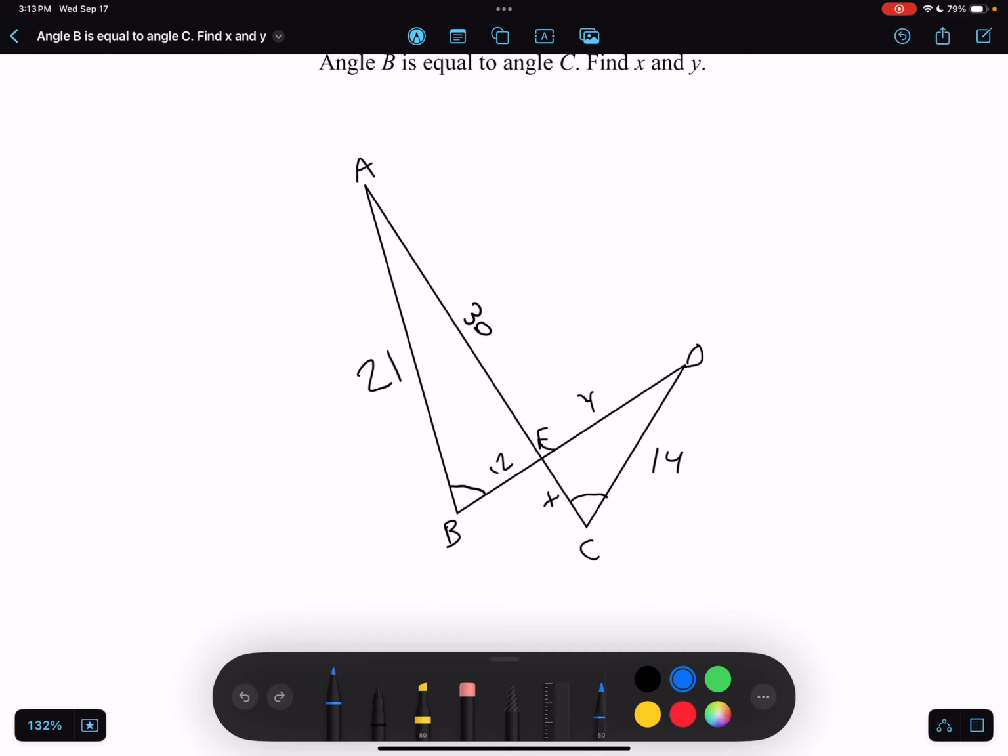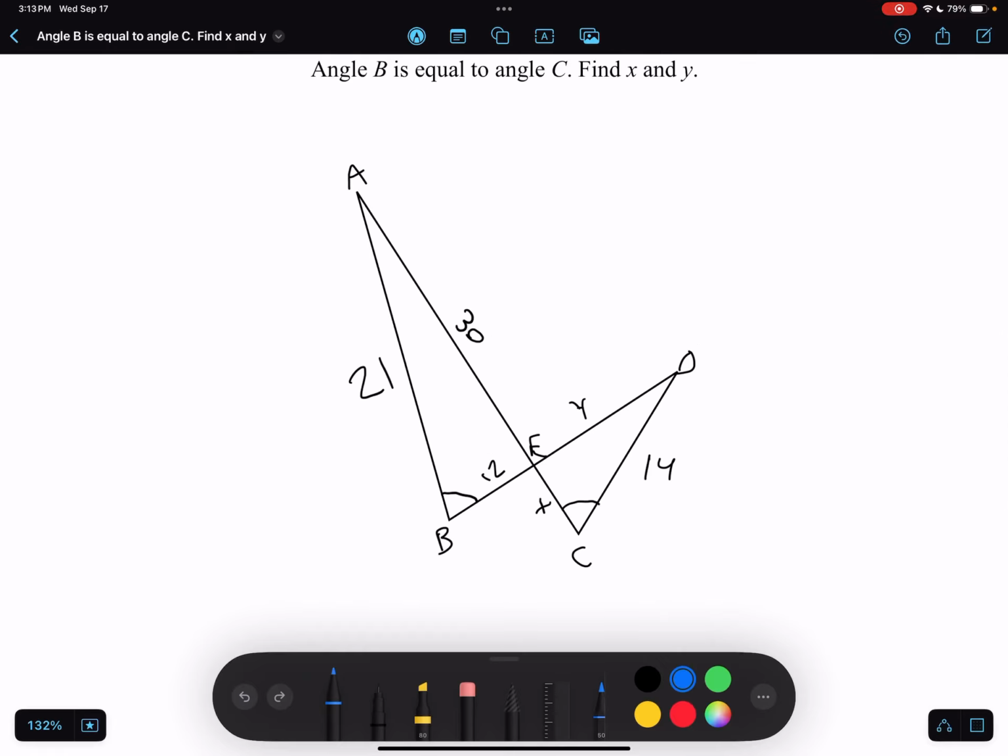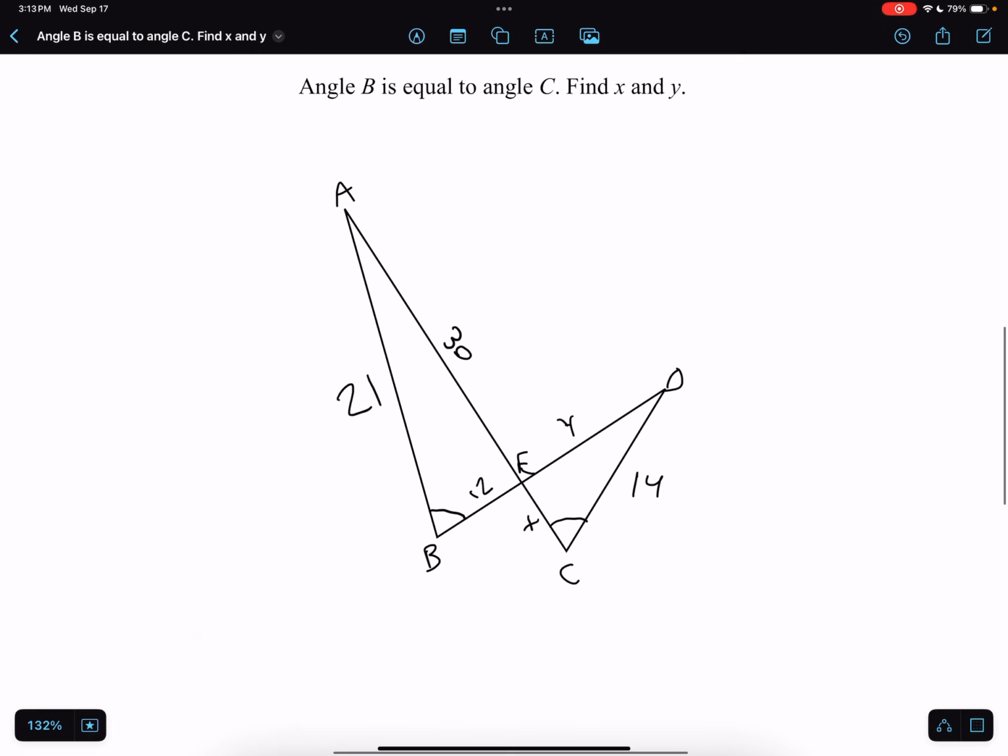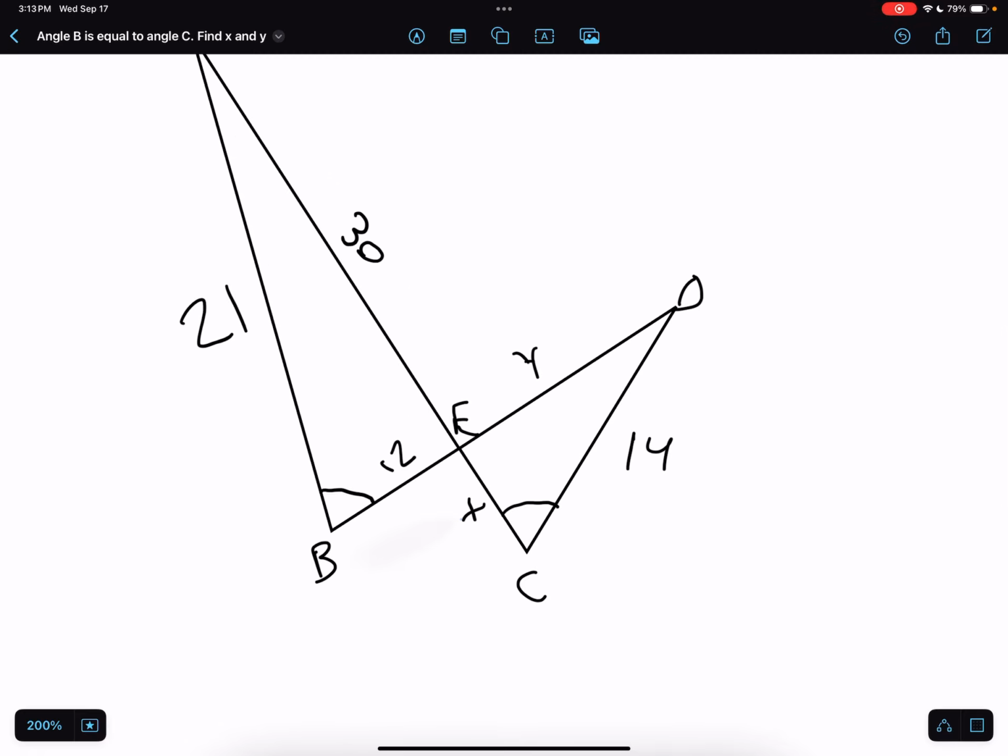In this video, we'll be solving this geometry problem involving similar triangles and angles. Here's the problem statement. Angle B is equal to angle C. Find x and y. And x and y here are the lengths of these segments EC and ED.